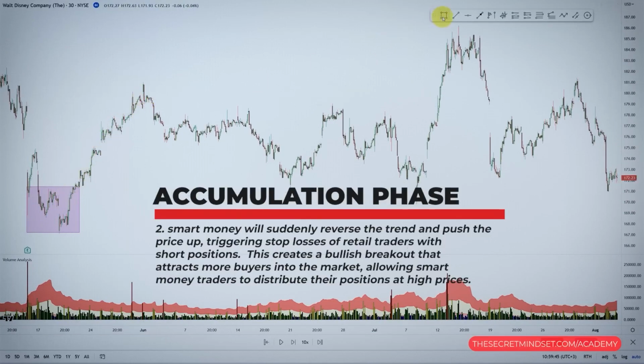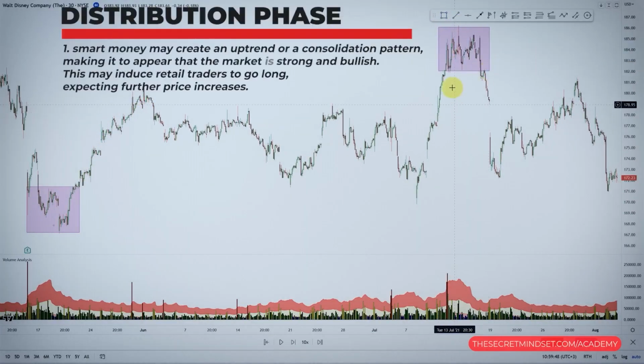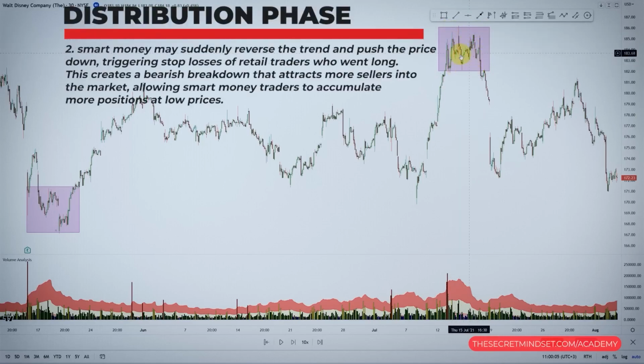This creates a bullish breakout that attracts more buyers into the market, allowing smart money traders to distribute their positions at higher prices. During a distribution phase, smart money may create an uptrend or a consolidation pattern, making it appear that the market is strong and bullish. This may induce retail traders to go long, expecting further price increases. And once smart money have distributed enough positions at high prices, they may suddenly reverse the trend and push the price down, triggering stop losses of retail traders who went long. This creates a bearish breakdown that attracts more sellers into the market, allowing smart money traders to accumulate more positions at lower prices.